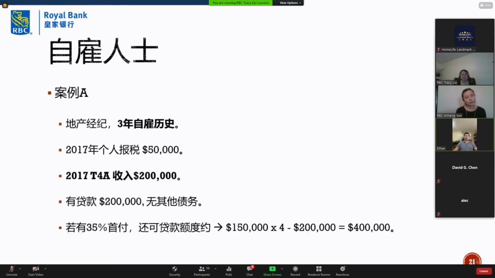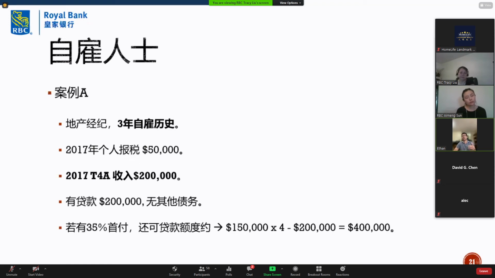So let's go to scenario number 1, where we have a self-employed individual, a realtor. The T4A income is $200,000, but on the notice of assessment, it only shows $50,000. The client has about a $200,000 mortgage, no other debt. If the client is able to do 35% down payment, then the potential mortgage we can lend is 4 times the 150. So the 150 is 3 times what's declared on the NOA. So the client declares 50,000. We can gross it up to potentially 150. We can lend about 4 times of that. So that's a $600,000 mortgage minus $200,000 current debt. So we can lend an additional about $400,000 mortgage.